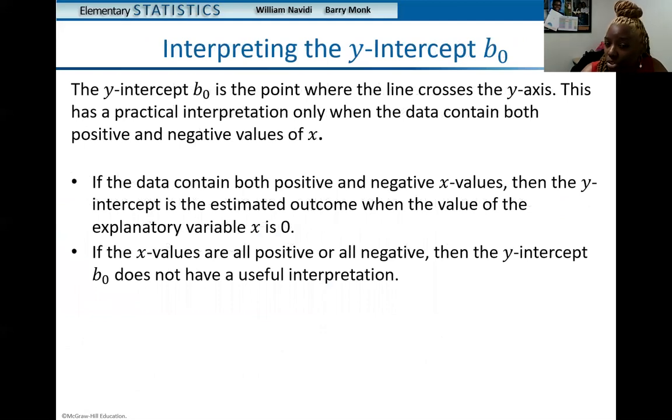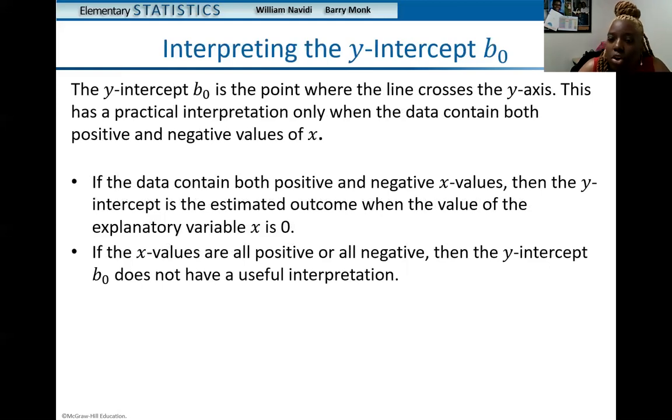This has a practical interpretation only when the data contains both positive and negative values of x. All right. So if the data contains both positive and negative values of x, then the y-intercept is the estimated outcome when the value of the explanatory variable x is 0.